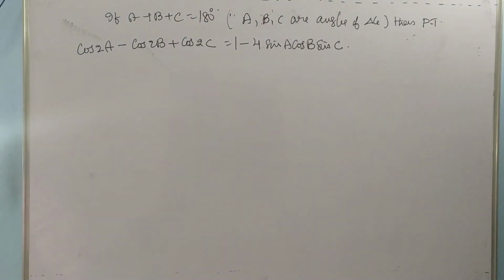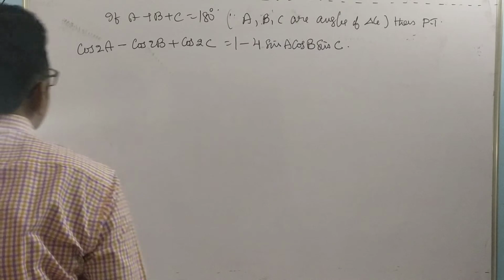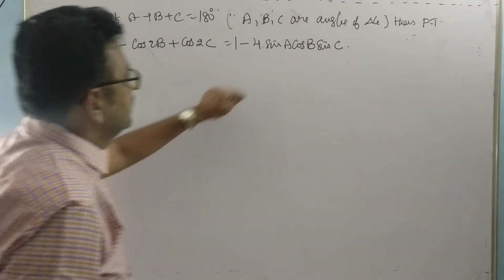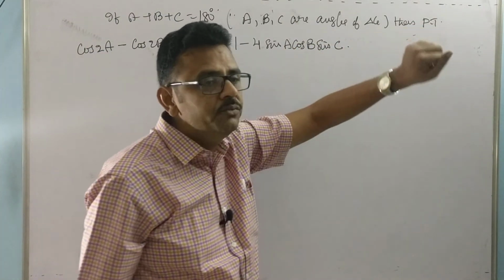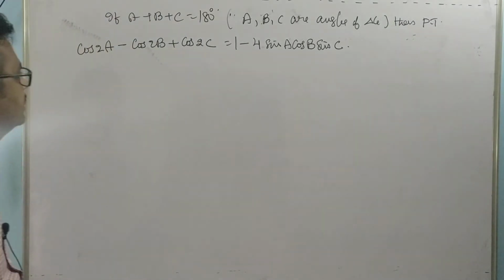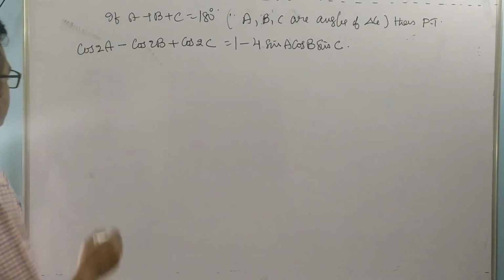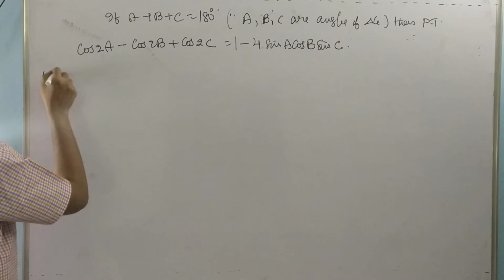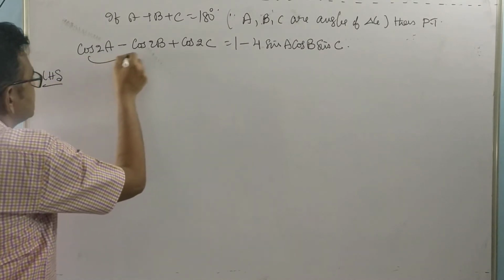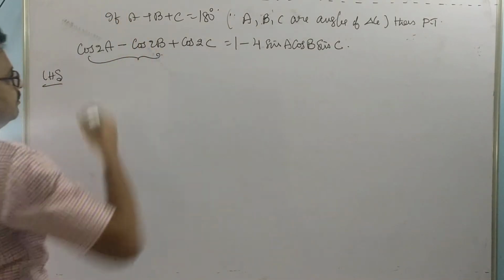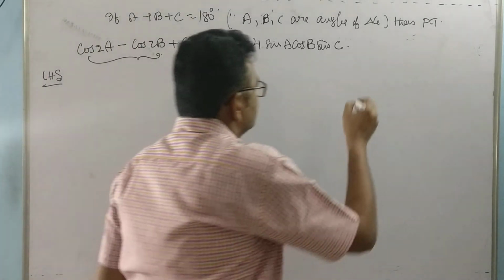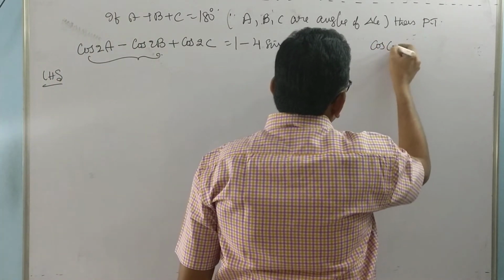A, B, C are the angles of a triangle, or if A plus B plus C equal to 180 degrees, that is both are same. Now taking LHS, this is cos C minus cos D form. What about cos C minus cos D?